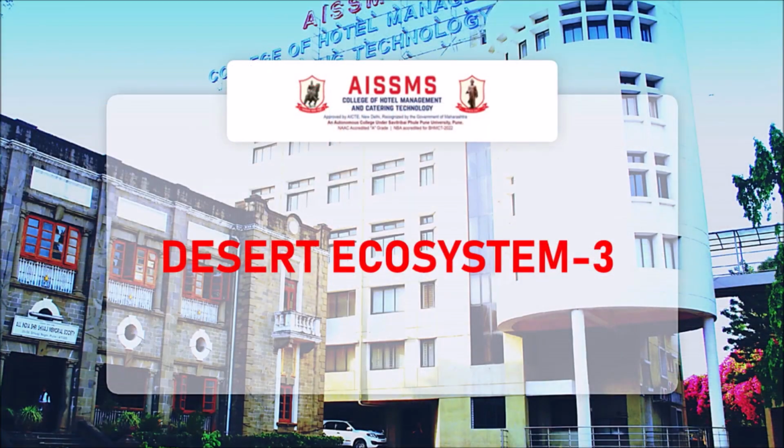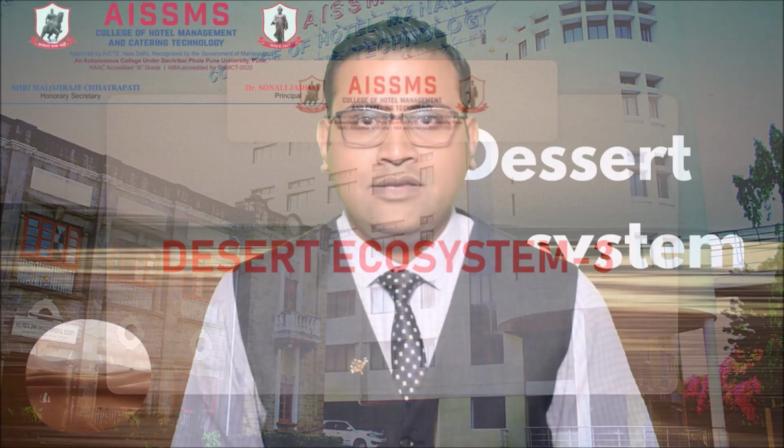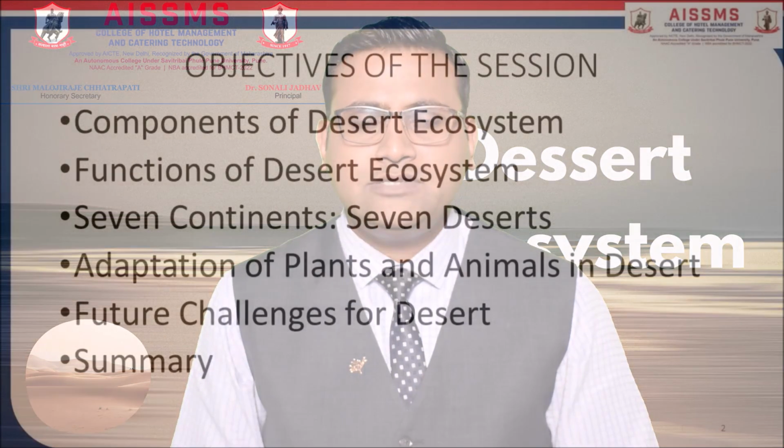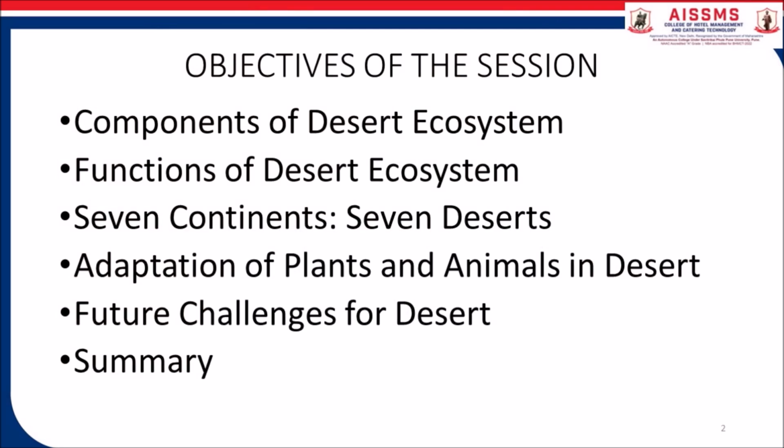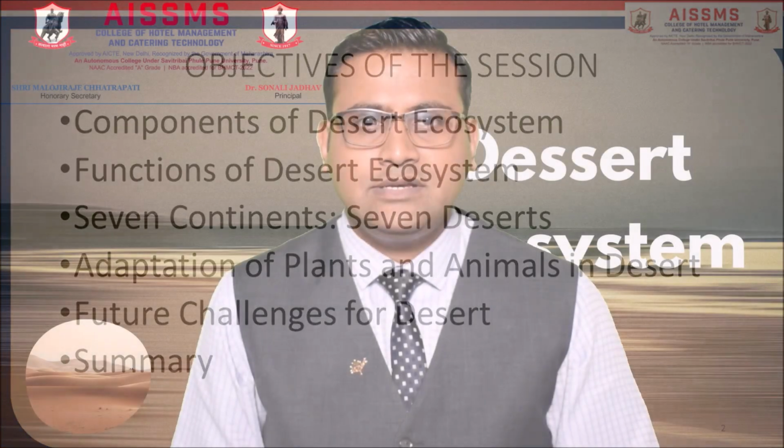In this session, we are going to learn about the desert ecosystem part 3. So let us understand the objectives of this session. First, the components of desert ecosystem. Second, functions of desert ecosystem. Third, 7 continents, 7 deserts. Fourth, adaptation of plant and animals in desert. Fifth, future challenges for desert. And sixth, the summary of the session. So let us understand these objectives in detail.